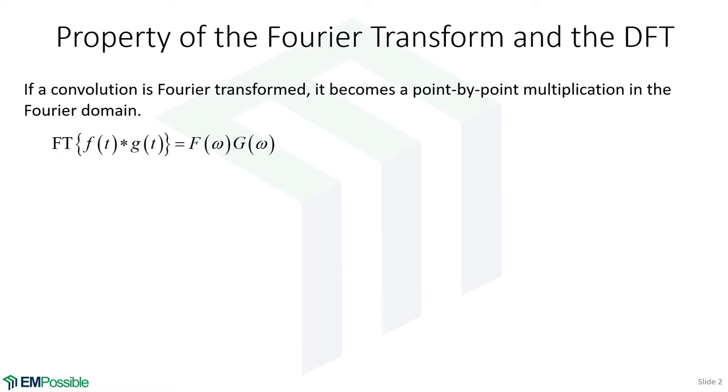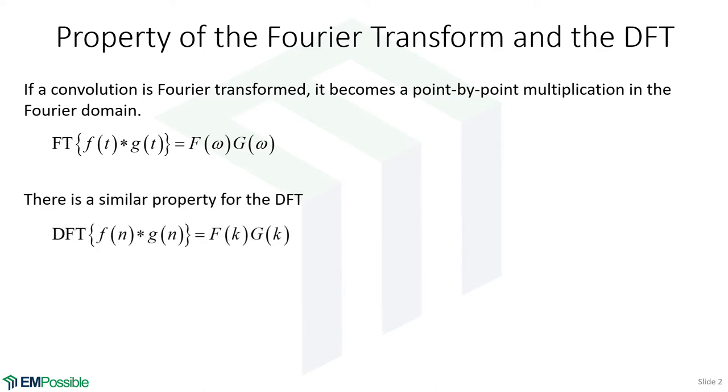Well, it turns out if we can calculate the Fourier transform of f and the Fourier transform of g, it's just a point by point multiplication in Fourier space. So in fact, if we wanted to calculate this convolution, we could just Fourier transform both of those functions, do the point by point multiplication, and then inverse Fourier transform, and we would have the convolution. So that's exactly what we do for the DFT, and there's a similar thing.